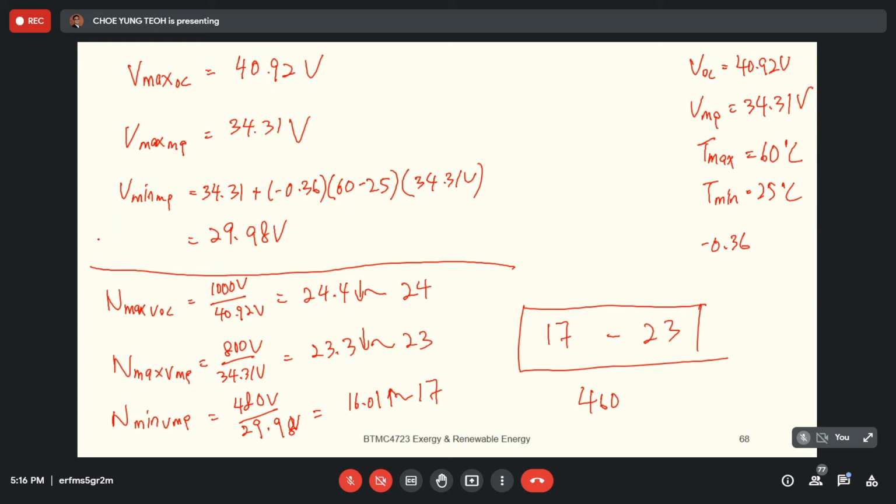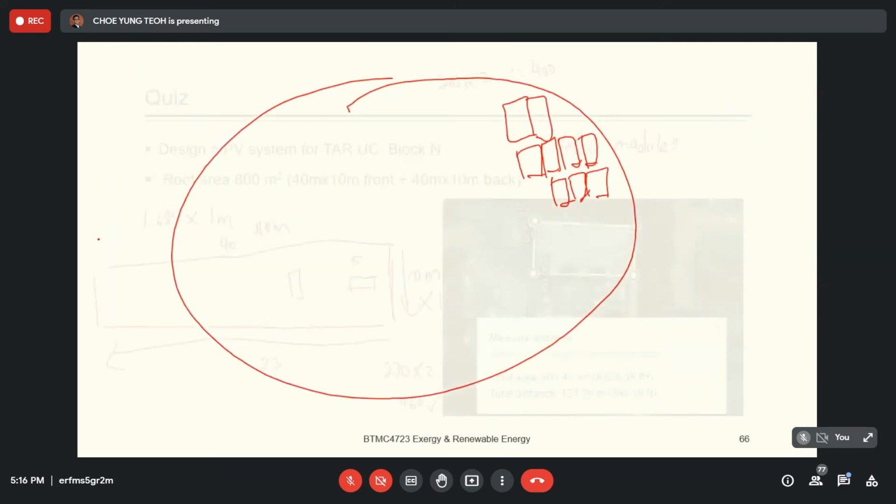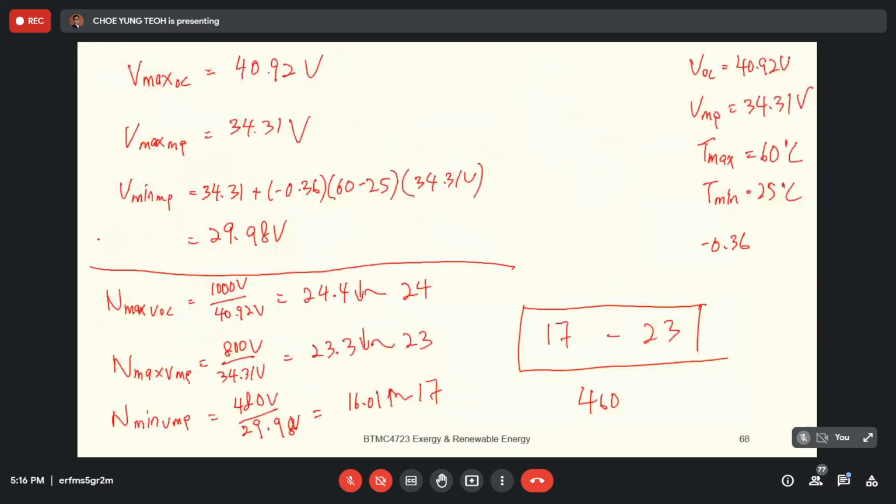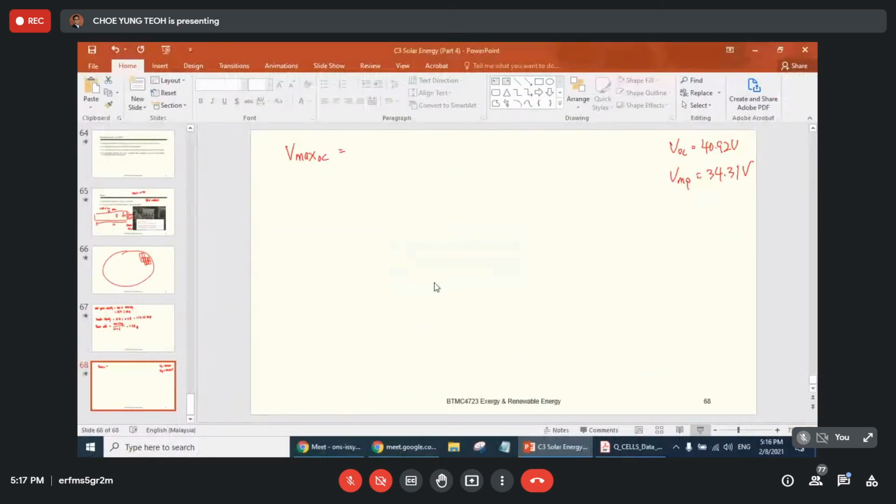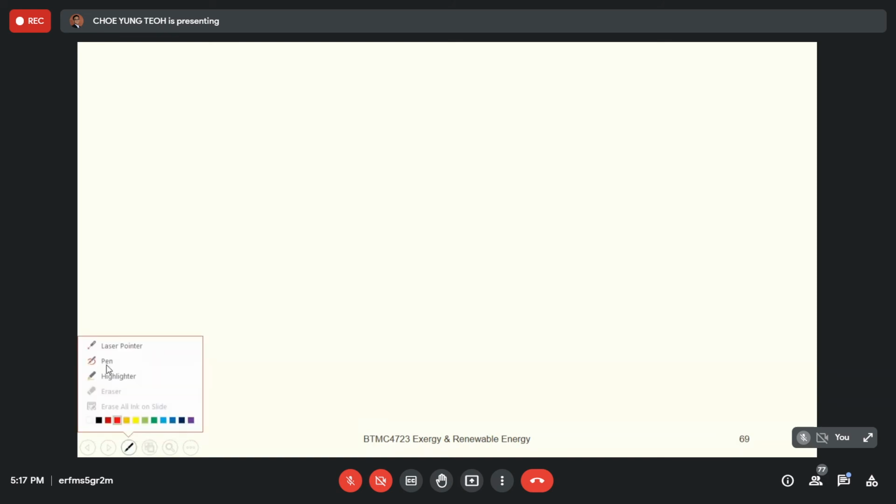As long as between 17 to 23, then it's okay. But seems like 460 can be divided by 23. We'll get a round number. 460 divided by 23.